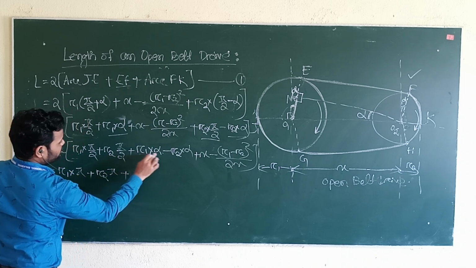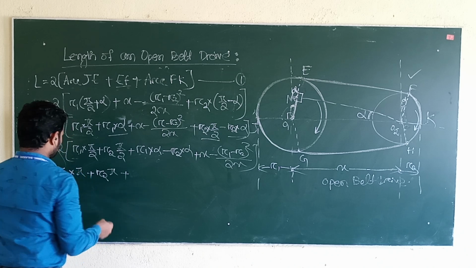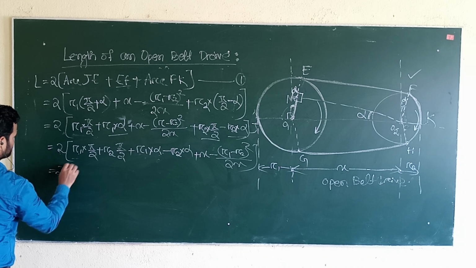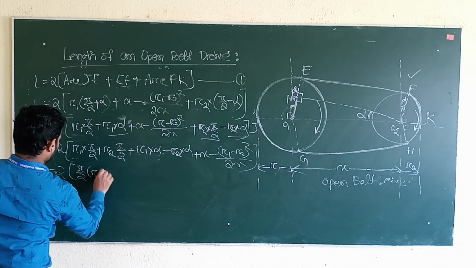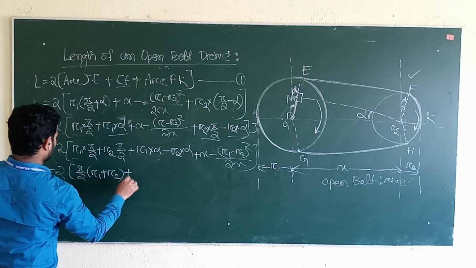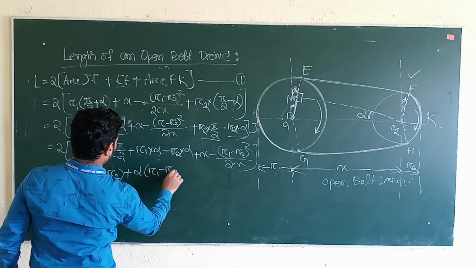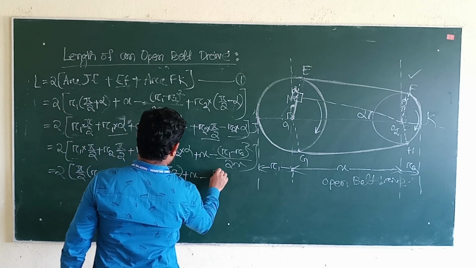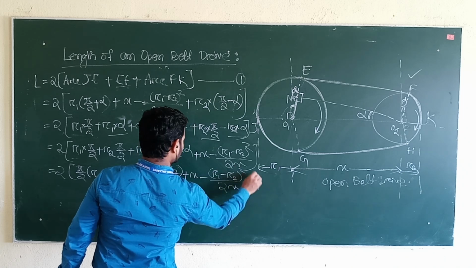this R1 minus R1 into alpha, then R2 minus R2 into alpha. First we will take common pi by 2. So pi by 2 into R1 plus R2 plus, if you take common alpha, then it becomes R1 minus R2. Next, this is same x minus R1 minus R2 square by 2x.